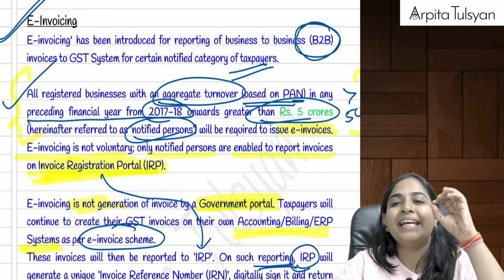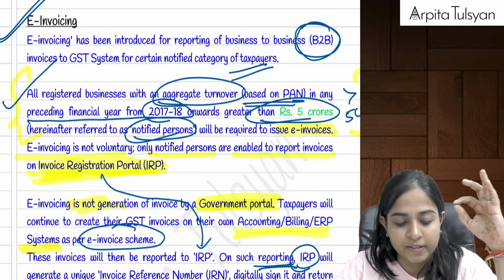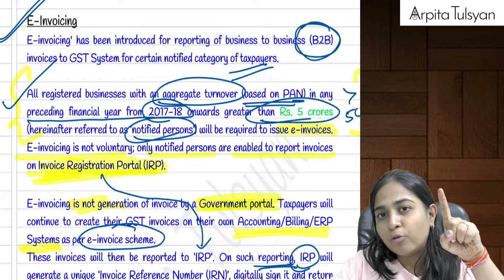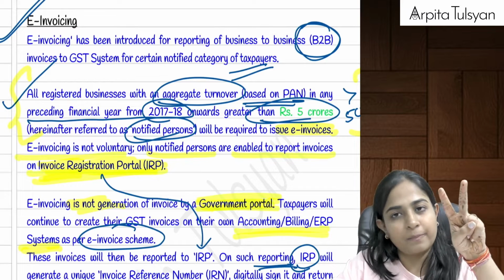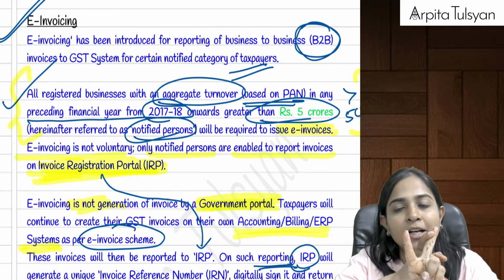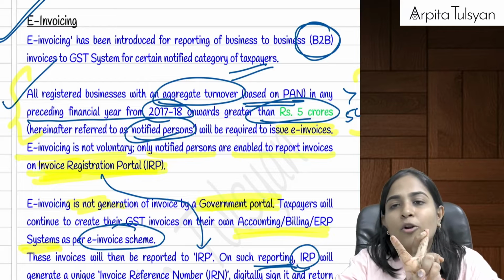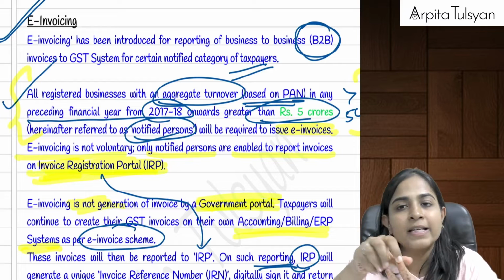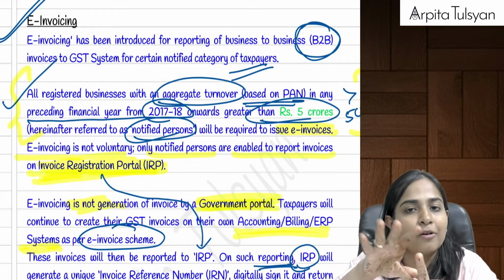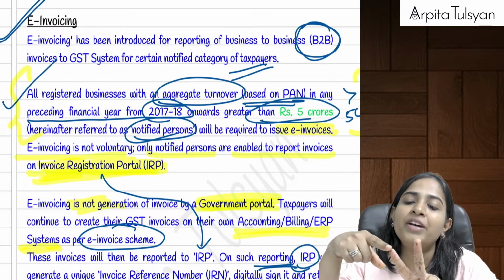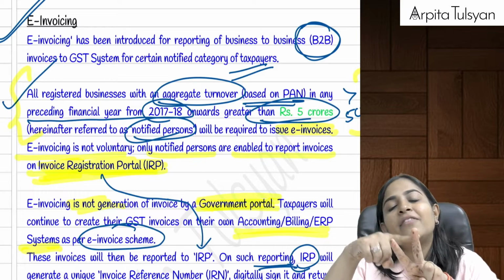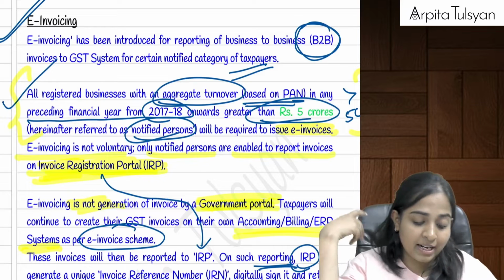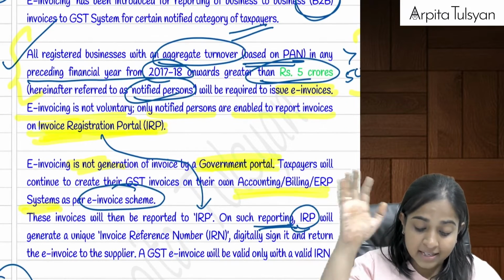Now, if your aggregate turnover in any one of the preceding financial years from 2017-18 has exceeded rupees 5 crore, then in respect of B2B supply and in case of export, only in these two cases. See, export is done to an unregistered person, so those are normally considered as B2C, but for the purpose of e-invoicing, provisions are applicable for exports also. So whenever we are doing any supply to B2B and whenever we are doing any export supply, at that time we are required to issue an e-invoice, that is mandatory.